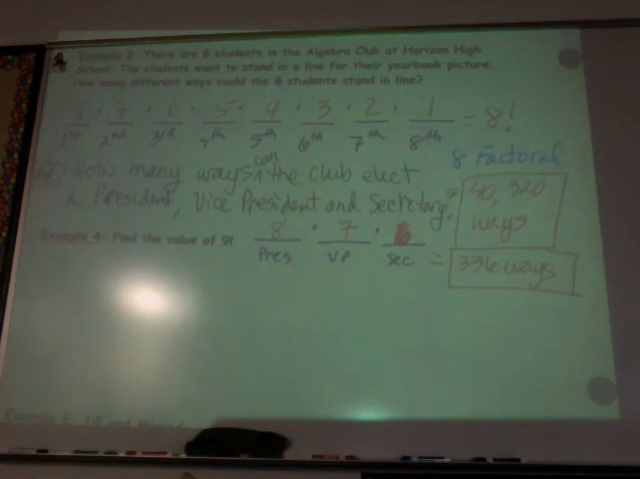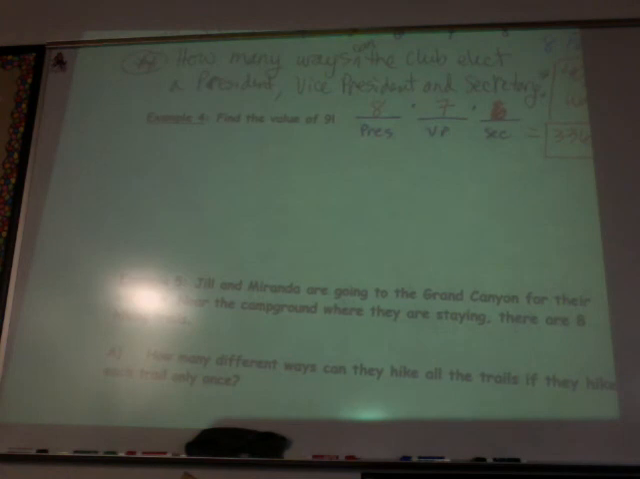All right. So then, I want you to find the value of 9 factorial. Write it out first of all, and I'll show you the shortcut. But write it out first.